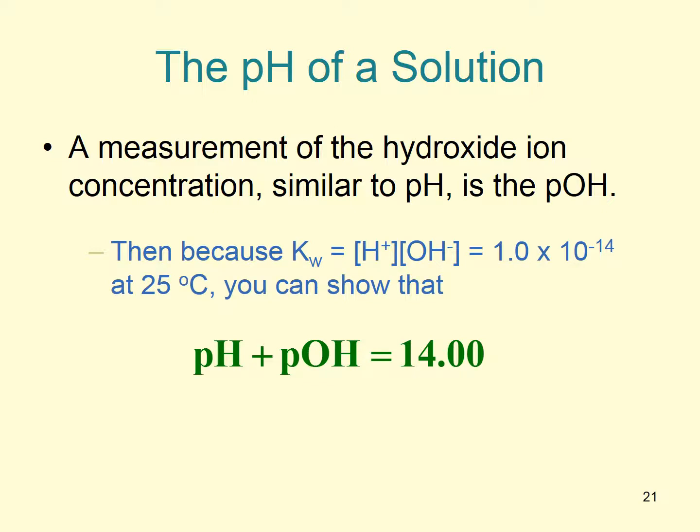Then because Kw equals H plus times OH negative equals 1 times 10 to the minus 14th, if we take the negative log of both sides, the negative log of 1 times 10 to the minus 14th is 14, so that's on the right-hand side. The negative log of the product, H plus times OH negative, if you remember your rules of logs, the p of H plus times OH negative is the same as negative log H plus negative log OH negative. So you can take the negative log of both of those and add them together. So we get pH plus pOH equals 14.